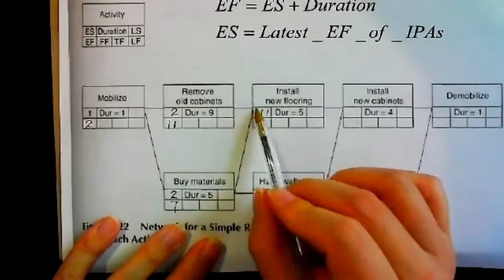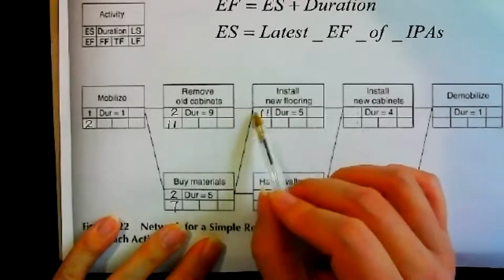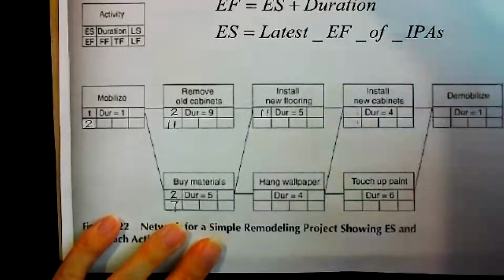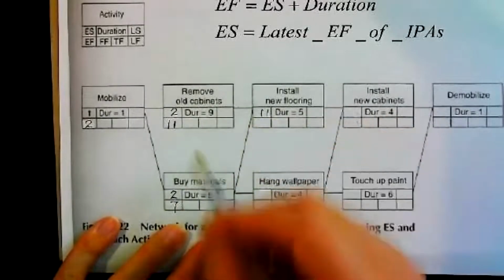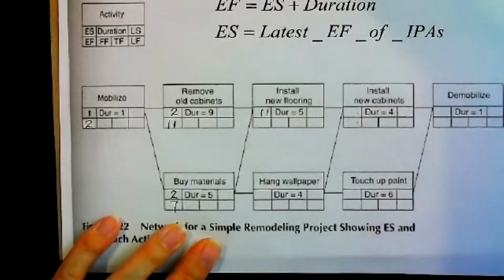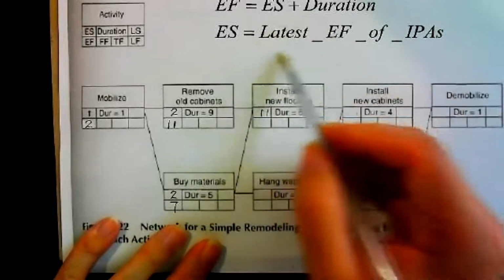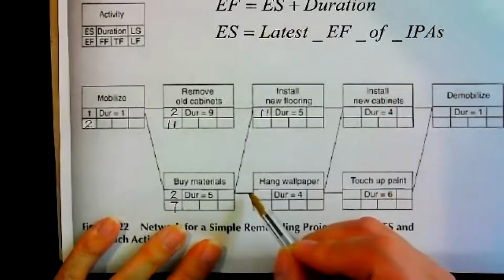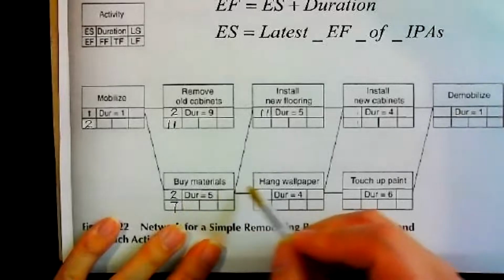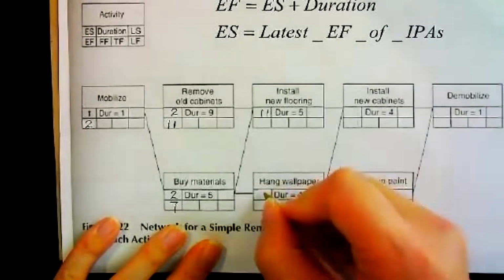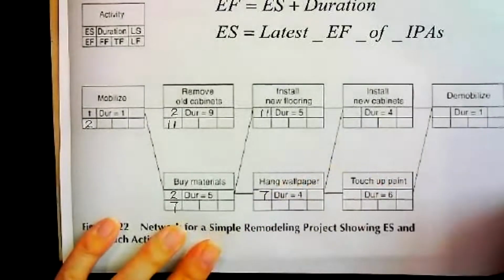If it has multiple lines, multiple IPAs, then I need to use the latest. That's what this latest means. So this one has only one IPA because only one line goes in. Then over here, I just put 7.